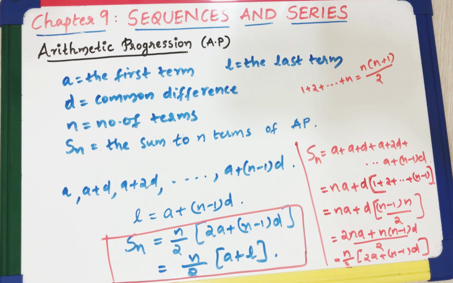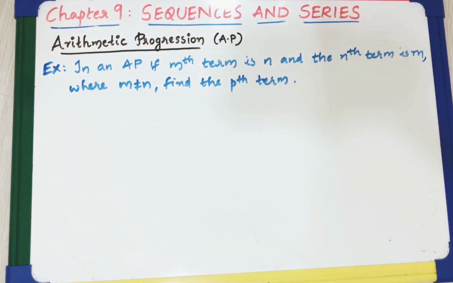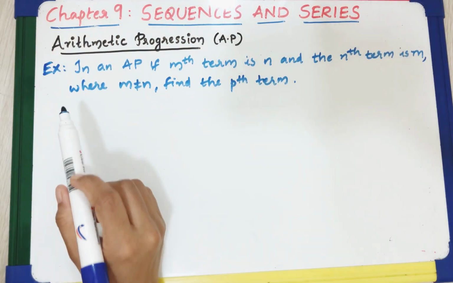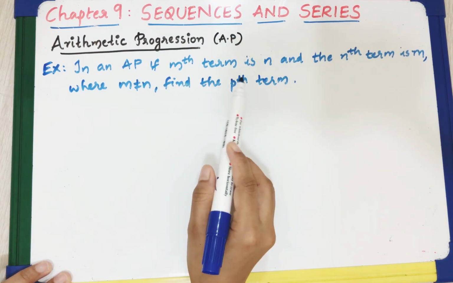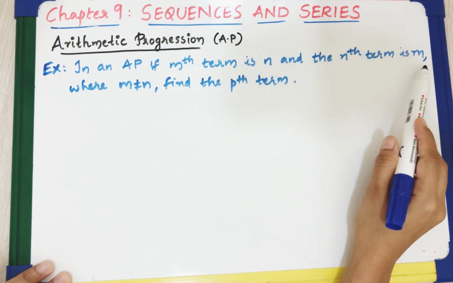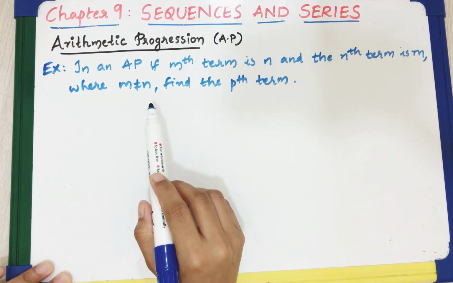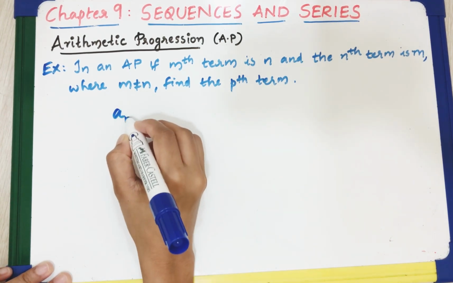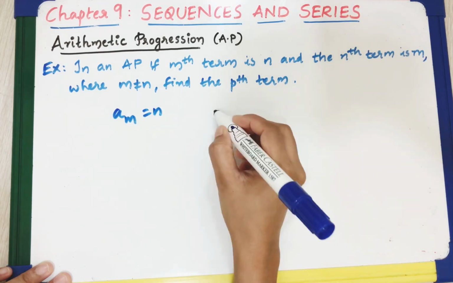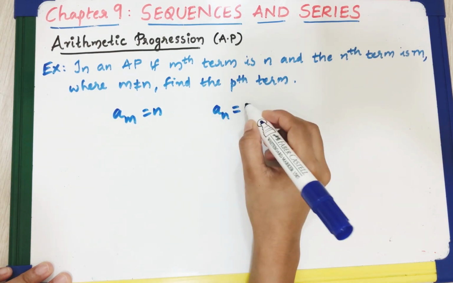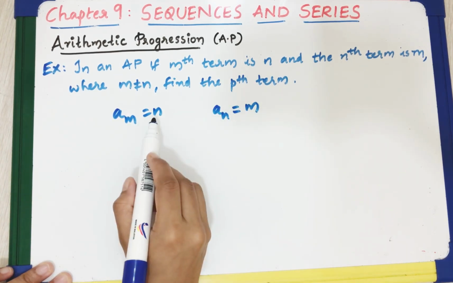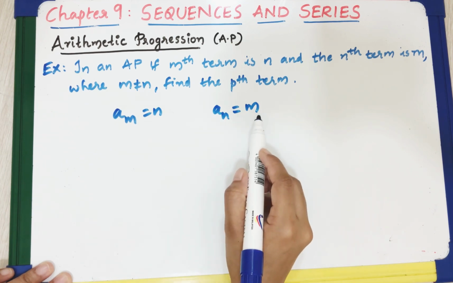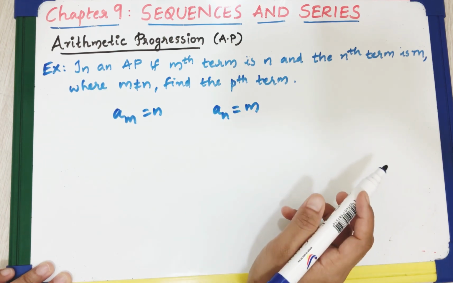Now we can see some examples. See the example. In an AP, if the mth term is n and the nth term is m, where m not equal to n, find the pth term. Given am is equal to n and an is equal to m. We have to find the pth term.